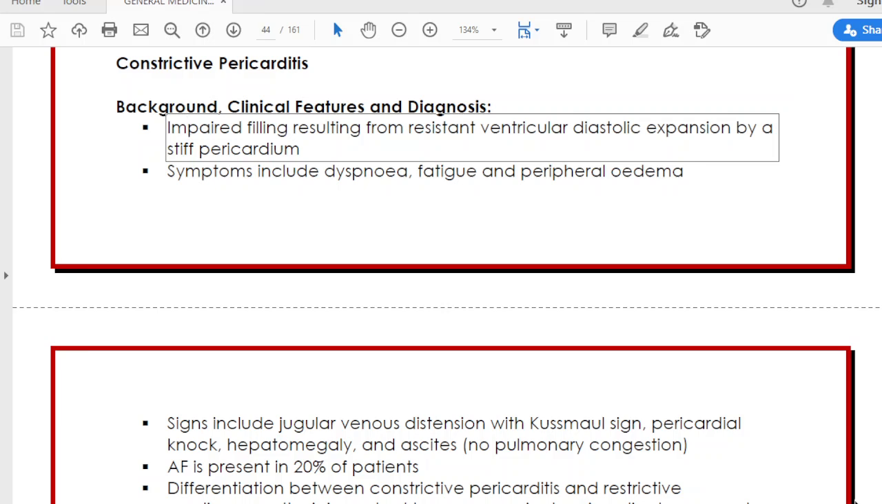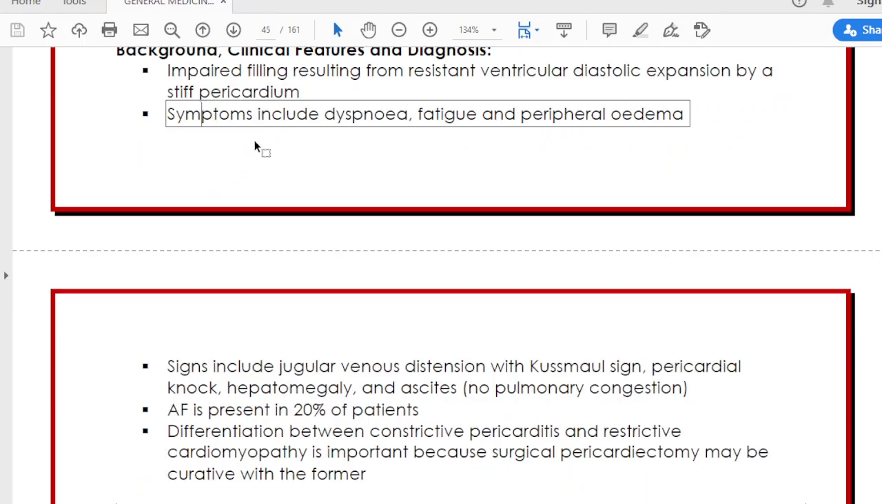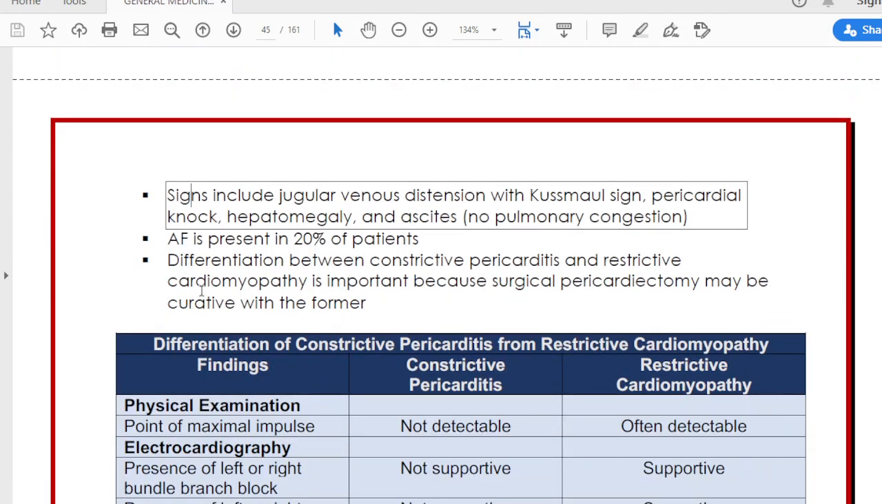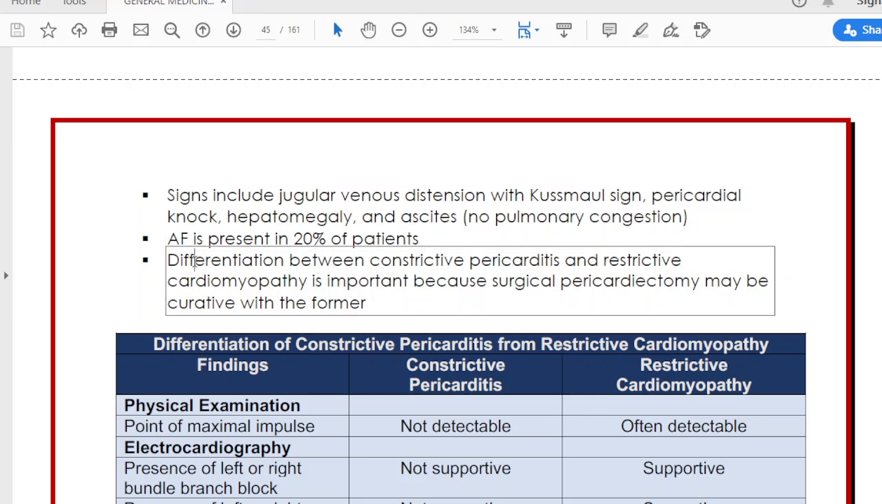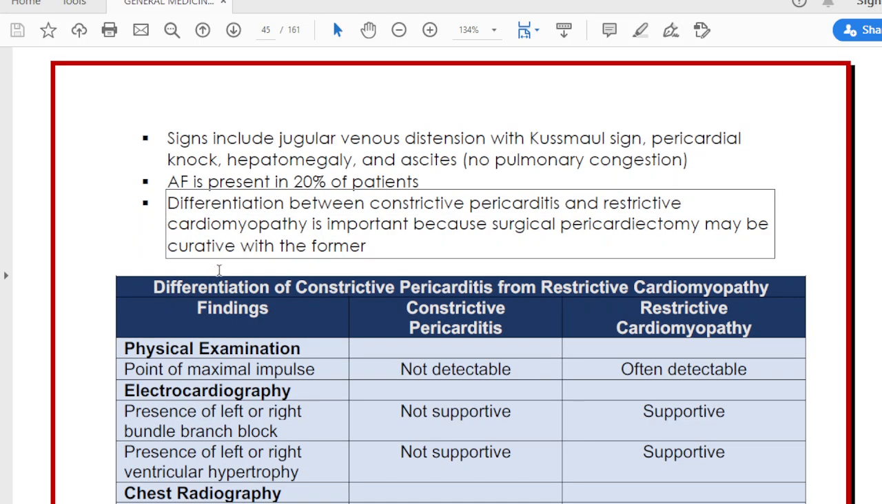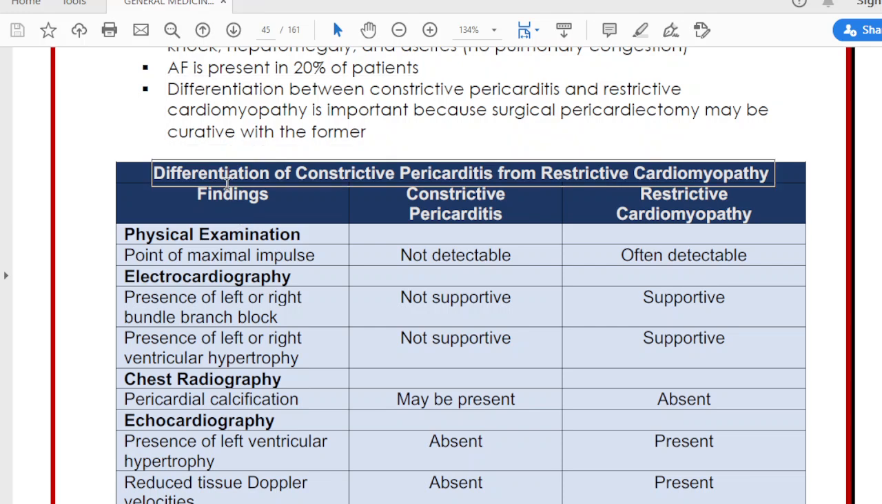Impaired filling resulting from resistant ventricular diastolic expansion by a stiff pericardium. Symptoms include dyspnea, fatigue, and peripheral edema. Signs include jugular venous distension with Kussmaul sign, pericardial knock, hepatomegaly, and ascites, no pulmonary congestion. AF is present in 20% of patients. Differentiation between constrictive pericarditis and restrictive cardiomyopathy is important because surgical pericardiectomy may be curative with the former.